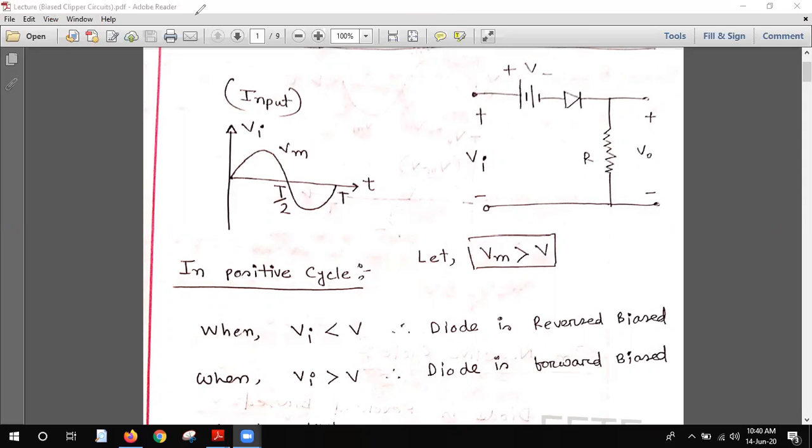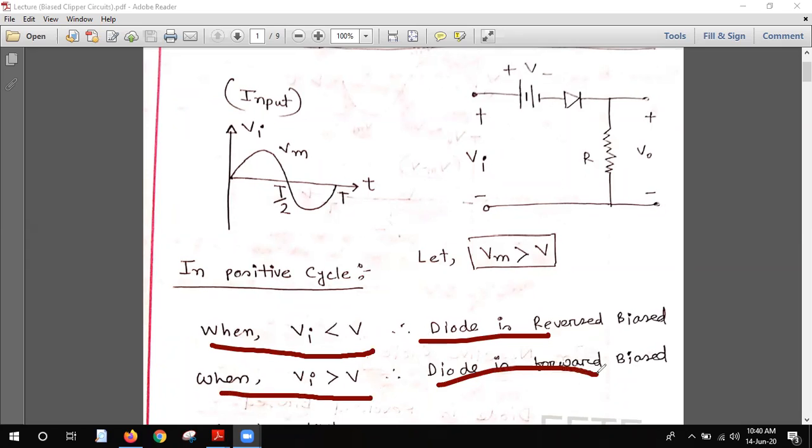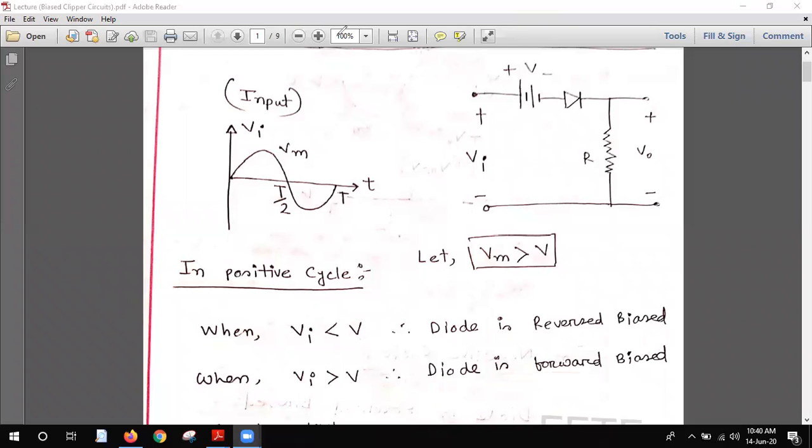Okay, let's check what is written. You can see that here it is written: when Vi is less than V, the diode is reverse biased, and when Vi is greater than V, the diode is forward biased. So first of all we have to check this kind of contradictory situation, when the diode is forward biased and when the diode is reverse biased. So we have already identified that. Okay, let's see what is next.